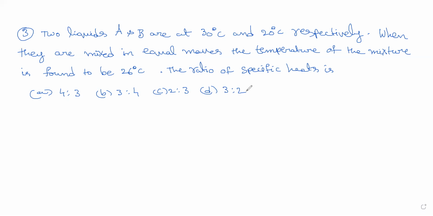So what they have given: two liquids A and B are at 30 degrees and 20 degrees respectively. When they are mixed in equal masses, mass wise they are equal, the temperature of the mixture is found to be 26 degrees centigrade. They asked for the ratio of specific heats.